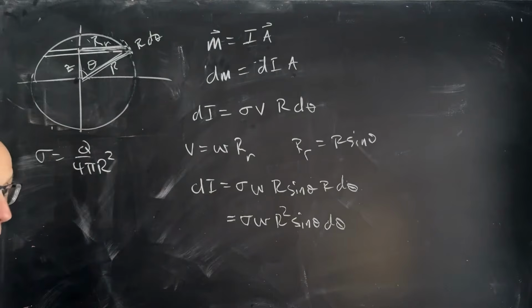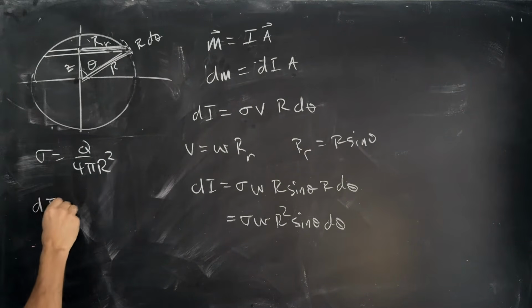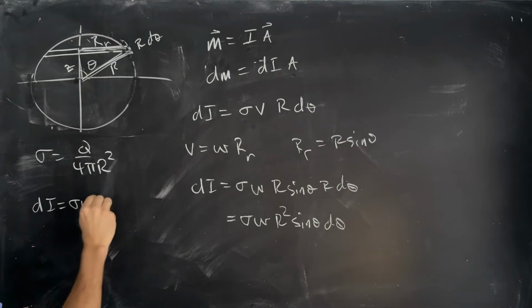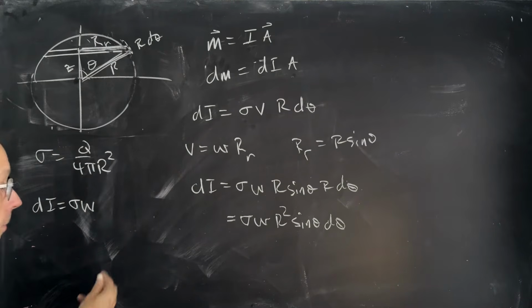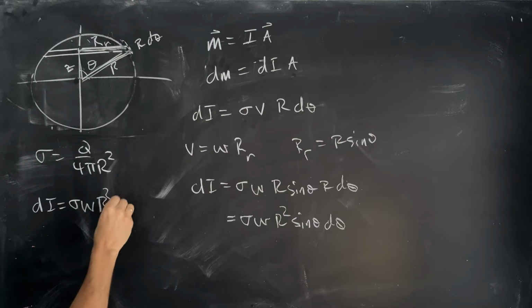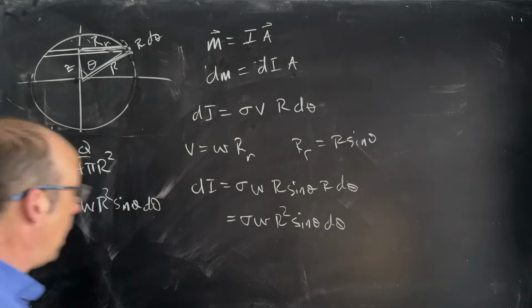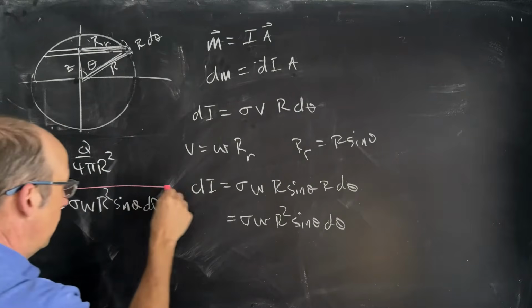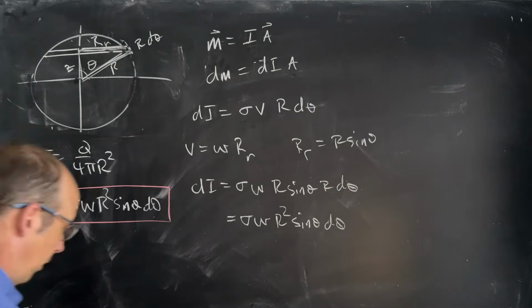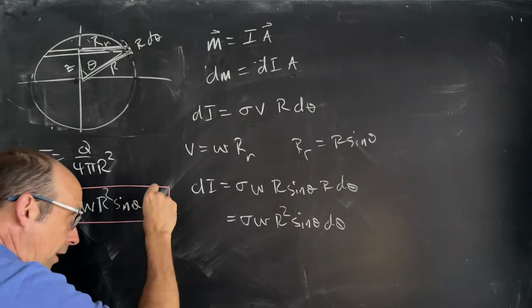Okay, so that's kind of important. That's half of what we're doing. So let's put it over here. di is going to be equal to sigma omega, and we can get sigma in terms of Q, which we will later, r squared sine theta d theta. And let's put a box around that in a color. Because once you put the box around it, then it's got to be correct, right? So let's just fix that theta.